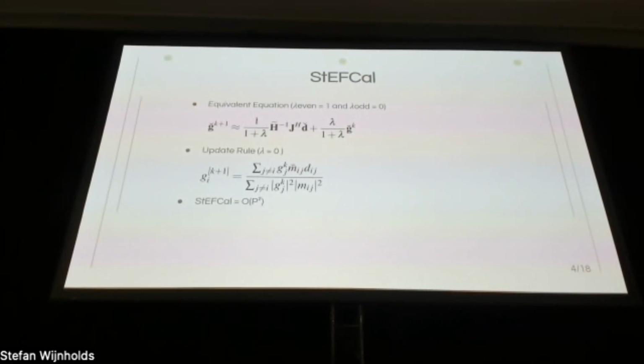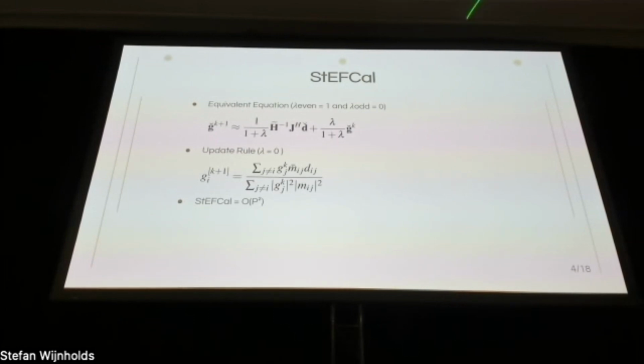So here's the update equation for STEF-Cal. And like you've seen in the previous slide, you can rewrite Levenberg-Marquardt and state STEF-Cal in the same sense, where you only take the diagonal Hessian. Then you set lambda in even iterations equal to 1 and in odd iterations to 0, and then you have STEF-Cal. So we use an approximation of the Hessian in this case.